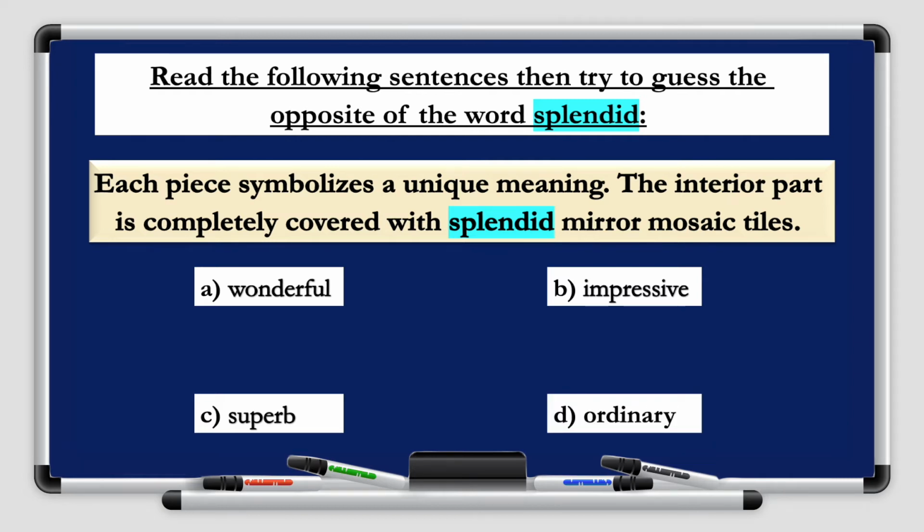Well, wonderful, impressive, superb, they are all good words. They give a positive meaning. So we need the opposite. The opposite of the word splendid is ordinary, something that is normal. This is not wonderful, it is not impressive.